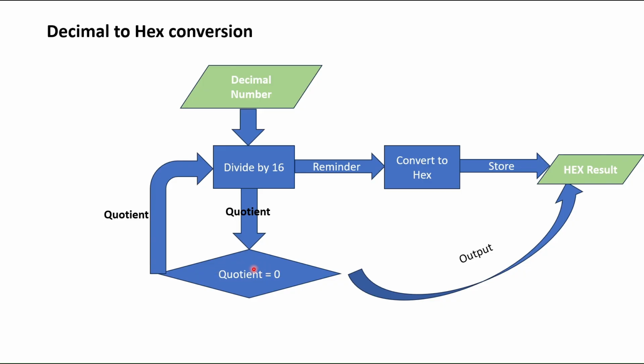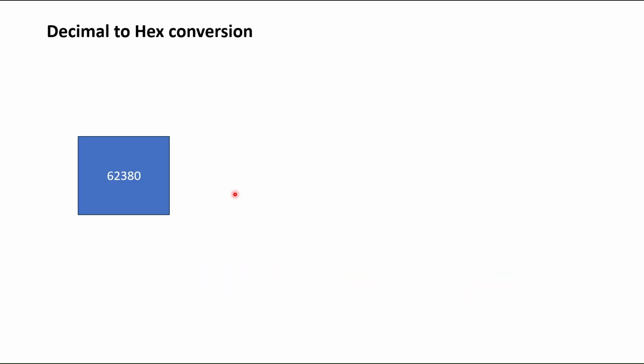If the quotient is 0, then we end the process, and whatever is stored is the hexadecimal number. If the quotient is not 0, we go back and do the same step again. Whatever comes, we keep appending. Appending means we add that digit next to it. Like this we convert into a hexadecimal number. We'll see a practical example.